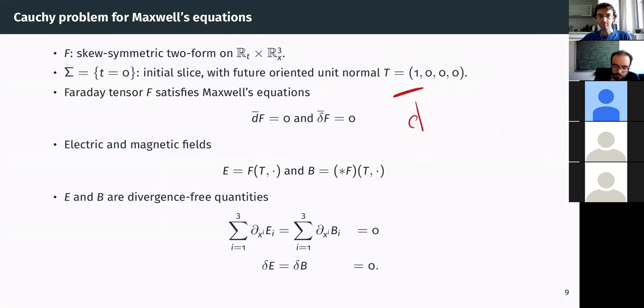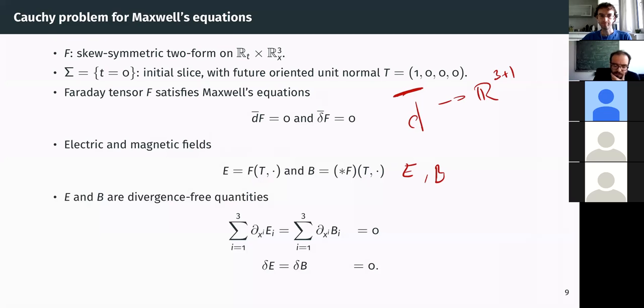And here you notice the bar is because we are on 3+1 Minkowski spacetime. And later on, there will be no bar. It means something else. So it satisfies the Maxwell equation if F is closed and co-closed. For Maxwell's equation, it is natural to define electric and magnetic fields. And to do that, you contract your skew symmetric two form with the time vector. Because of the antisymmetry, E and B look like forms on R4, but they're actually forms on R3. So they are defined and tangent to each of the time slices at all times.